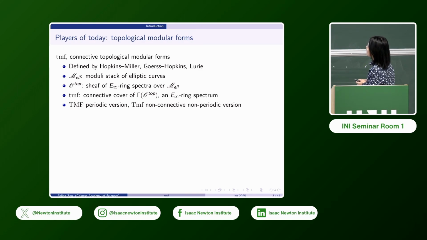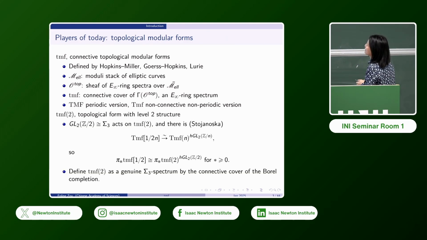So roughly, you have this moduli stack of elliptic curves, and you do the Deligne-Mumford compactification, and there is a sheaf of infinity ring spectra on it, and then you take the global sections, and then you take the connective cover. That's the lowercase tmf. You also have the periodic version and the non-connective, non-periodic version to distinguish between.